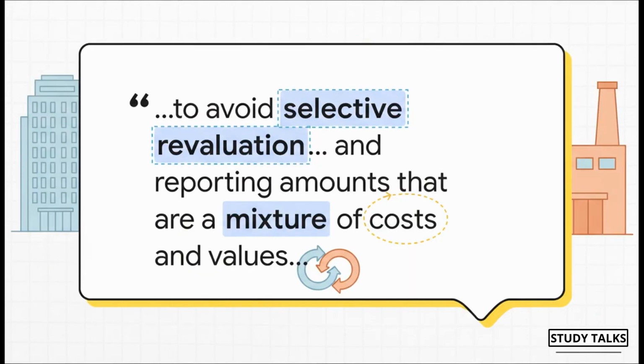So why does this entire class rule even exist? Well, it's to stop companies from playing games with their balance sheet. The standard wants to avoid selective revaluation, where a company might revalue the assets that have gone up in value, but conveniently leave the ones that have gone down at their original cost. For example, let's say a company owns both office buildings in a prime city location and industrial buildings in a factory area. These are two different classes of assets. So the company could choose to revalue the office buildings, which have probably increased in value, but keep the industrial buildings on the cost model. That's allowed because they are different classes, but they couldn't revalue just one of their office buildings.